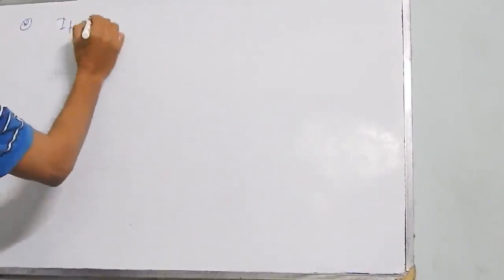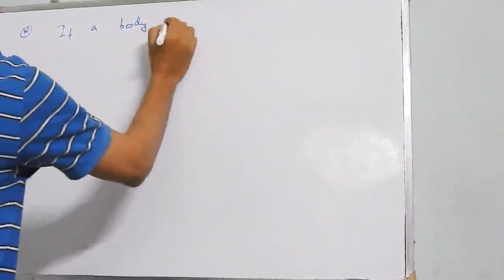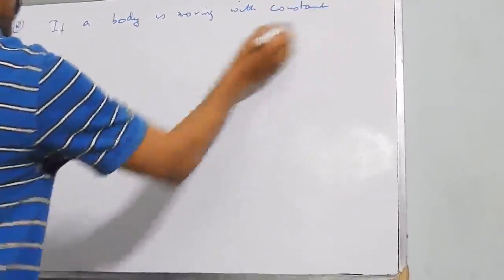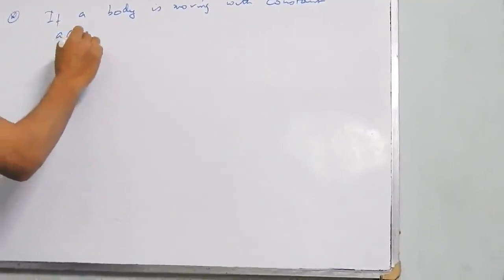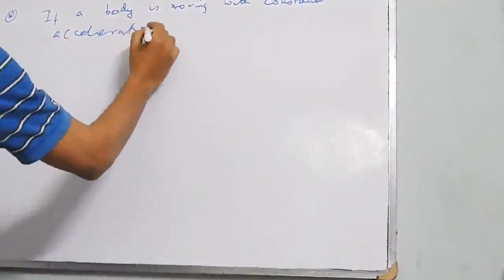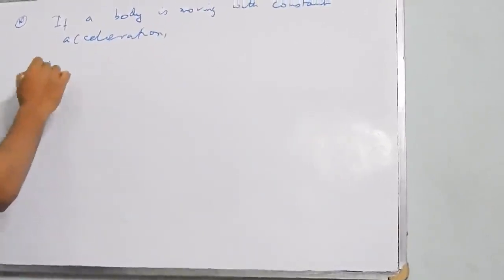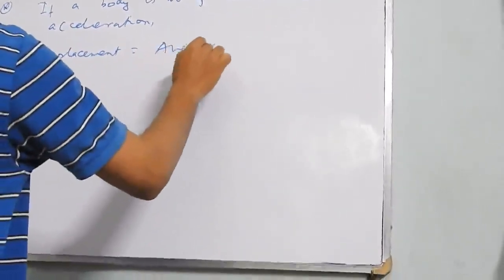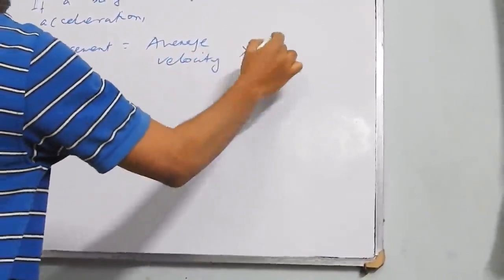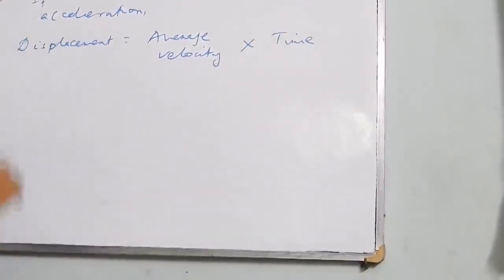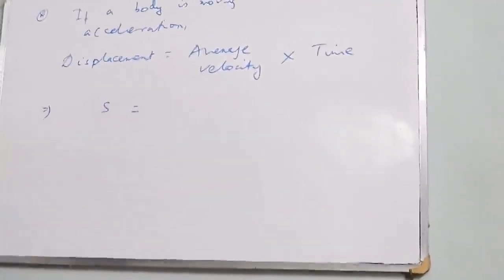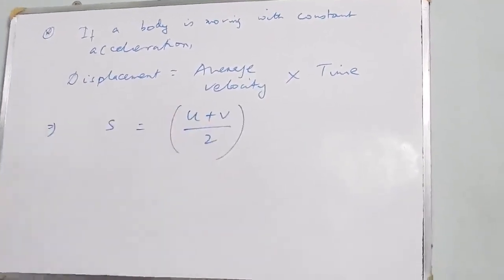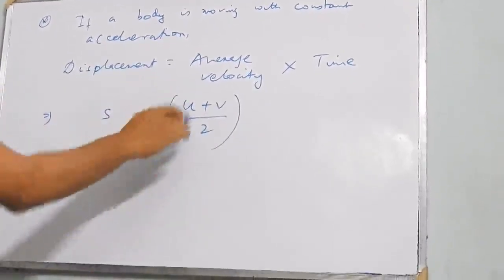if a body is moving with constant acceleration, then you can say its displacement equal to average velocity into the time taken. If the displacement is denoted as S and the average velocity is equal to U plus V by 2. Remember that U is the initial velocity and V is the final velocity. So average value we are taking as U plus V by 2.